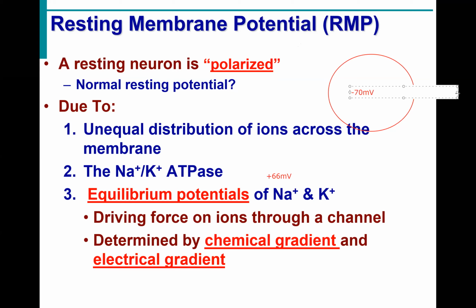So if we open a sodium channel, we know sodium, which is a positive ion, will enter to make the cell more positive because it is trying to get to negative 70 millivolts. So sodium will enter the cell to try to make the cell more positive.